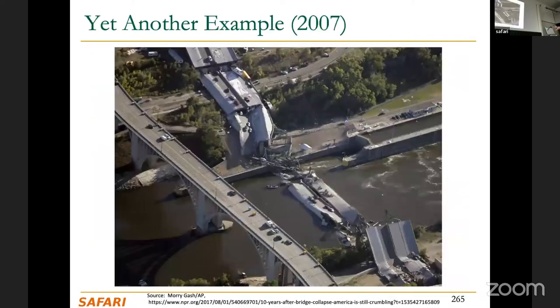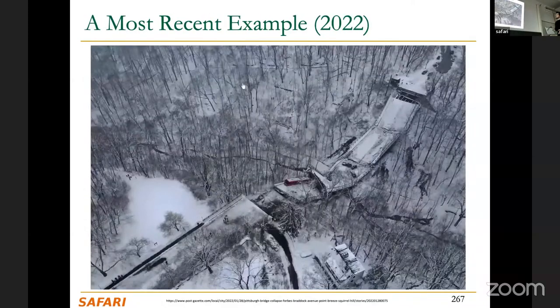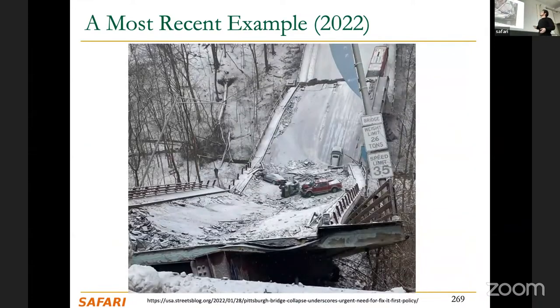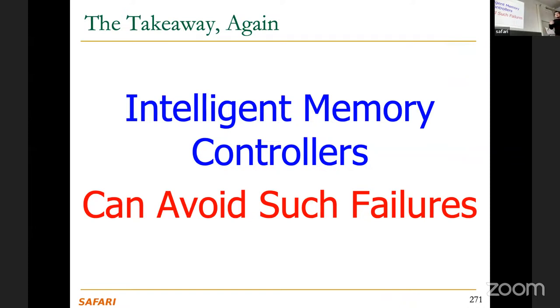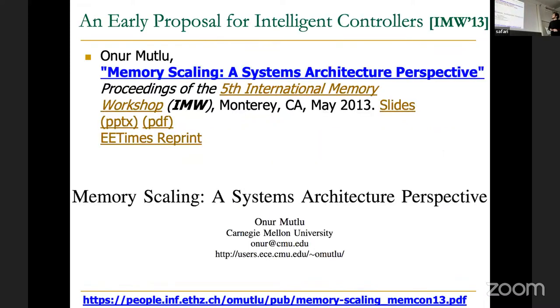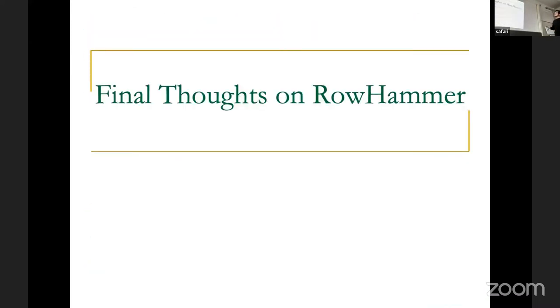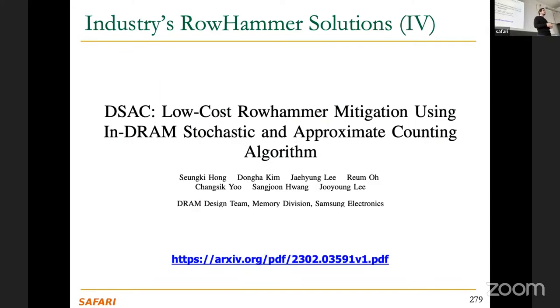Now, there are more bridges that have been collapsed. I guess this signifies the importance of the problem. Right? We have been building bridges for so long, but still we are unable to keep them standing. So hopefully this won't be the same for DRAM, or for main memory, or for computing systems, if you think about it, because it also impacts the safety, security, and reliability of us, essentially. Having bad chips is a bad thing, and intelligent memory controllers can avoid such errors. Hopefully you took this as a takeaway from the slides. And there's been a lot of work going on in RowHammer, and it still has not stopped, and there's no reason for it to stop.